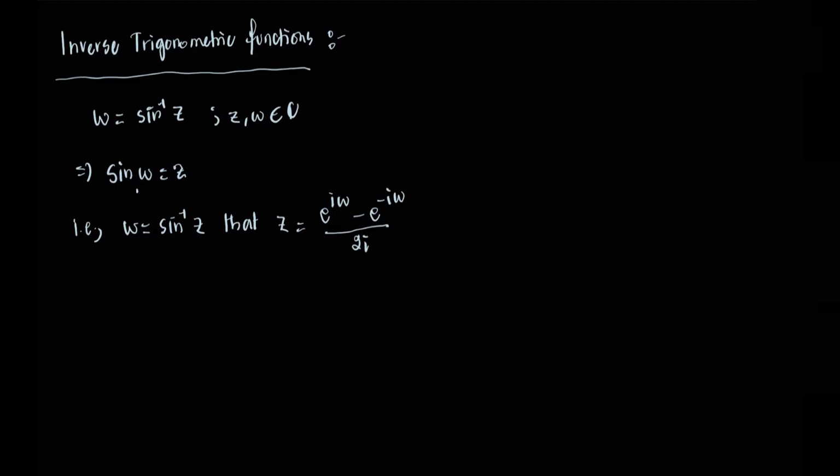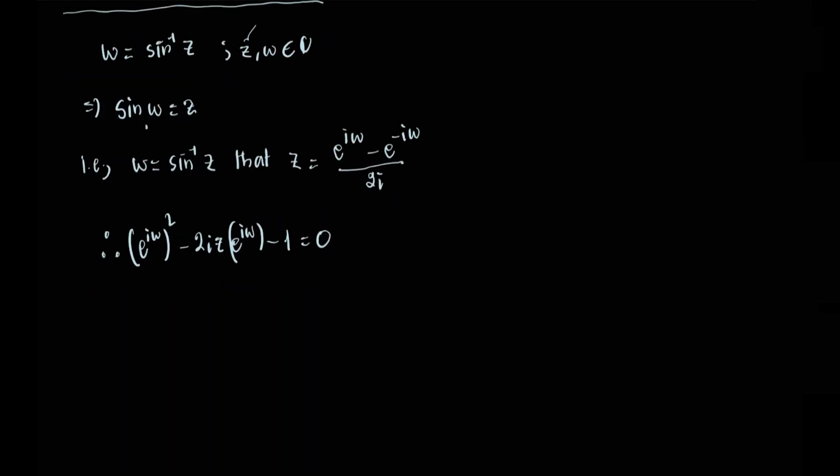So what do we know? We know what z is. We have to find what w is. We want to express w in terms of z, right? So in that case you can just write everything down. Therefore we actually end up with the equation: e power iw whole square minus 2iz times e power iw minus 1 equals 0. This is what we actually end up with. And you do clearly realize that that's a quadratic. You can solve for e power iw.